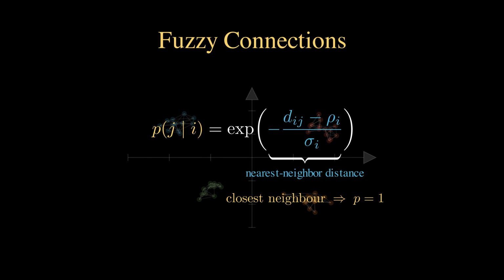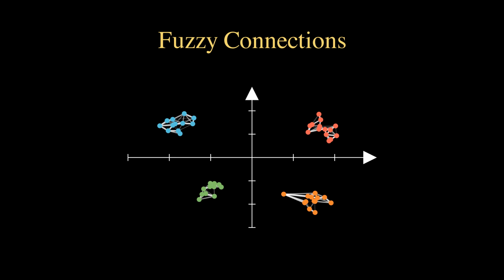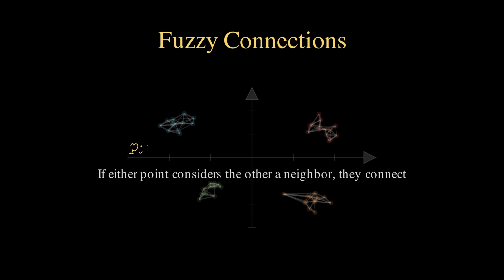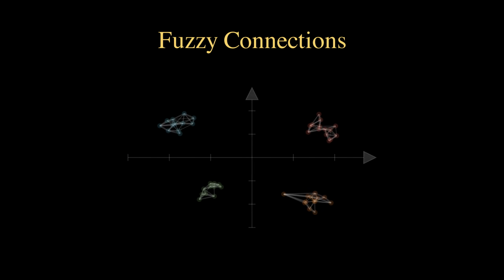Then UMAP symmetrizes. If either point considers the other a neighbor, they connect. The result is a weighted fuzzy graph.